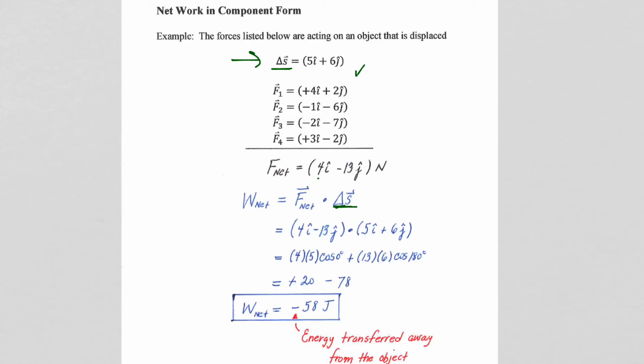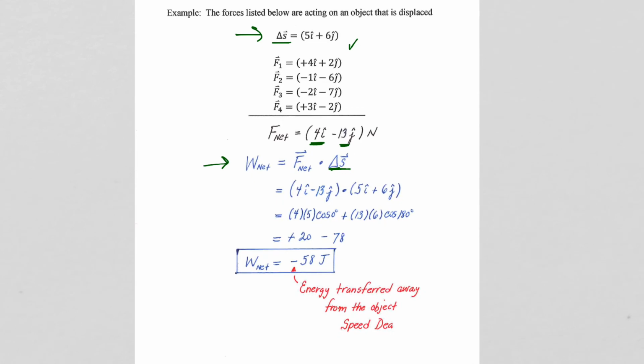In the x direction it is positive 4. My net force in the y direction is 2 minus 6 minus 7 minus 2, so minus 13 y hat. And then just do my dot product based on F net dot delta s. And remember, when you're taking dot products, distribute through. So I'm going to dot the 4 i hat with the 5 i hat. I'm going to dot the 4 i hat with the 6 j hat.